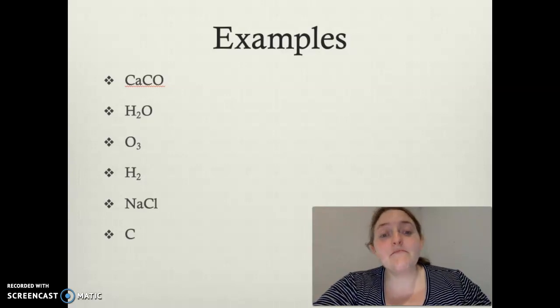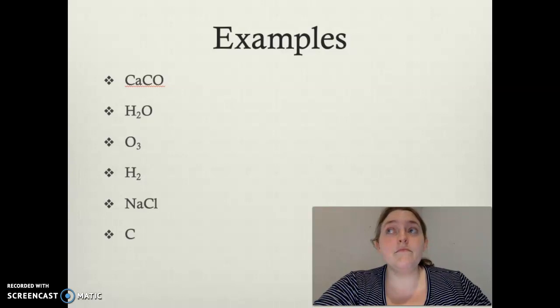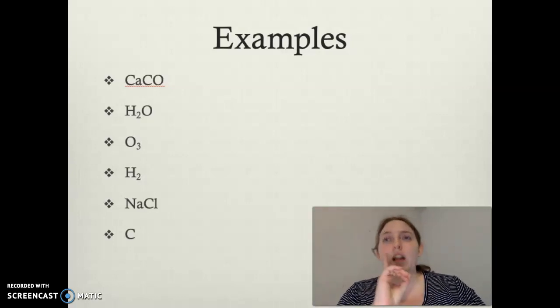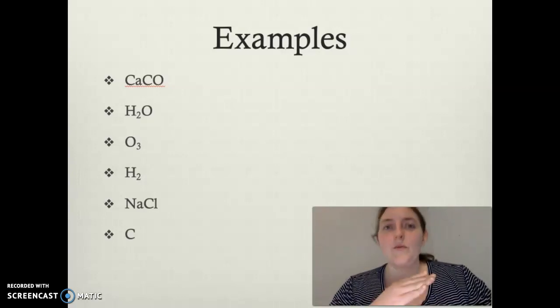Last but not least, carbon. Is there more than one element? No. Therefore, it is an atom, because there's only one single element, one type, one piece, one atom.